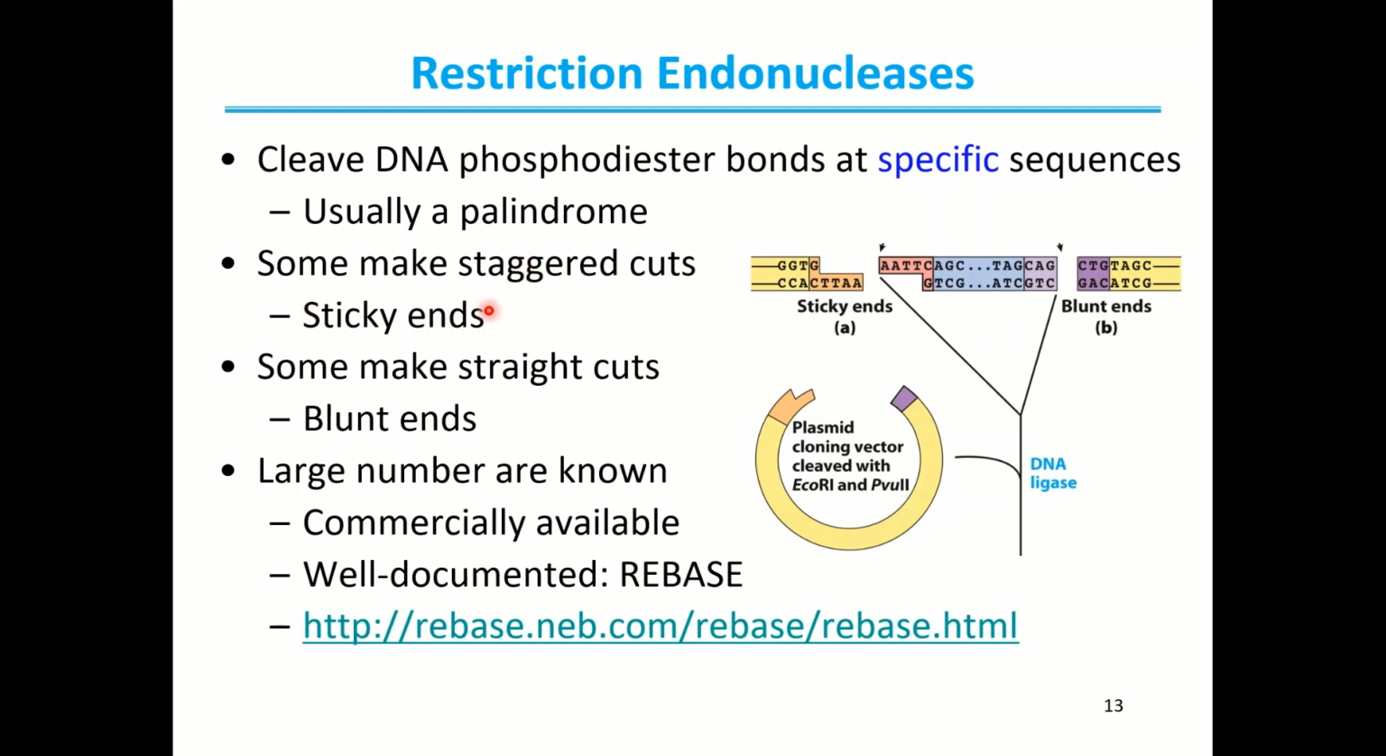As I mentioned, some make sticky ends, some make blunt ends. If you're interested, you can look at the New England Biolabs website. They're a big company. They make a lot of these restriction enzymes and sell a lot of them. So that's a good place to look if you ever need to find a restriction enzyme.